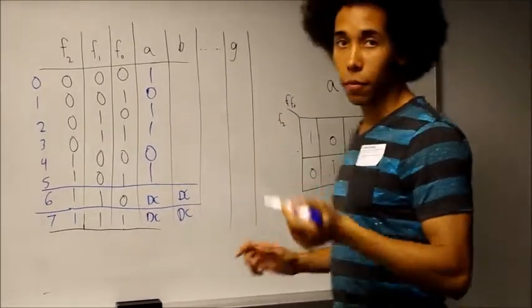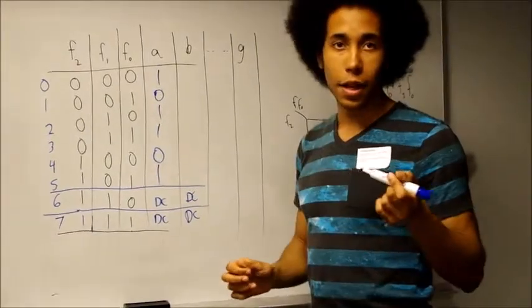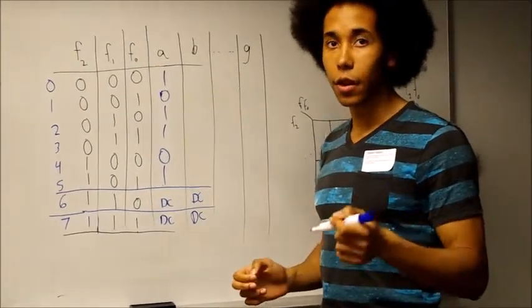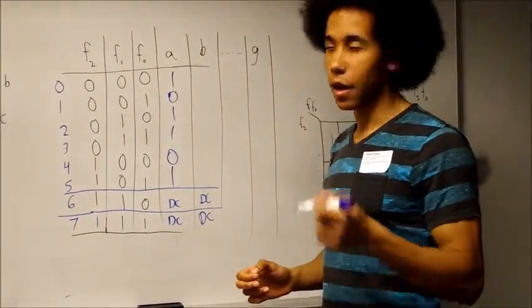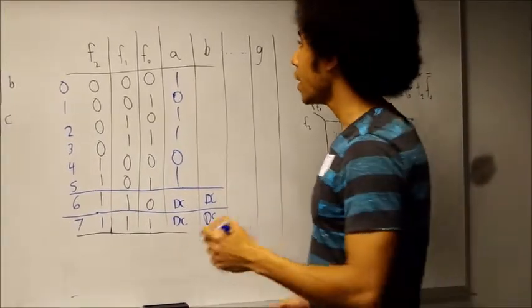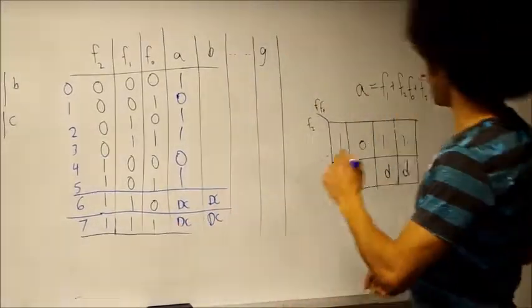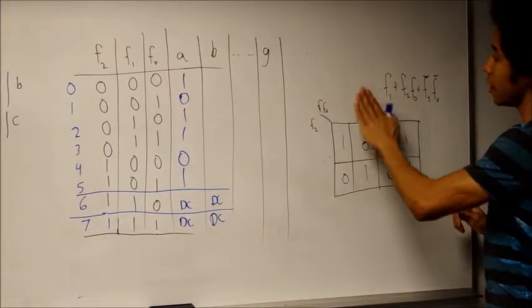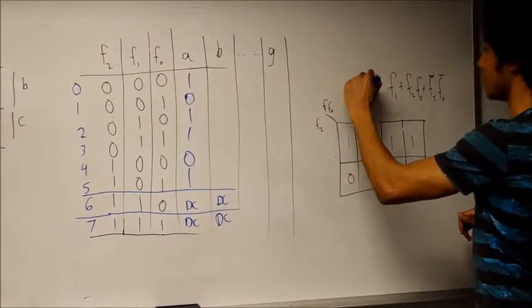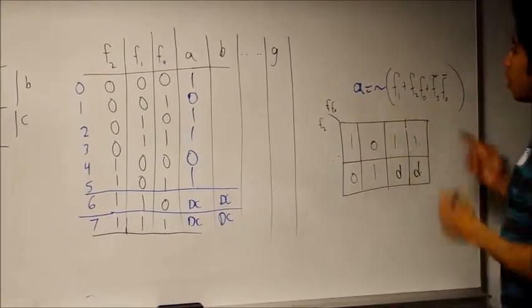An important note is that when the DE0 board is given a low value, that is when the display is turned on. So we'll actually need to put a not in front of these functions. So instead of A, you have A equals not all of this.